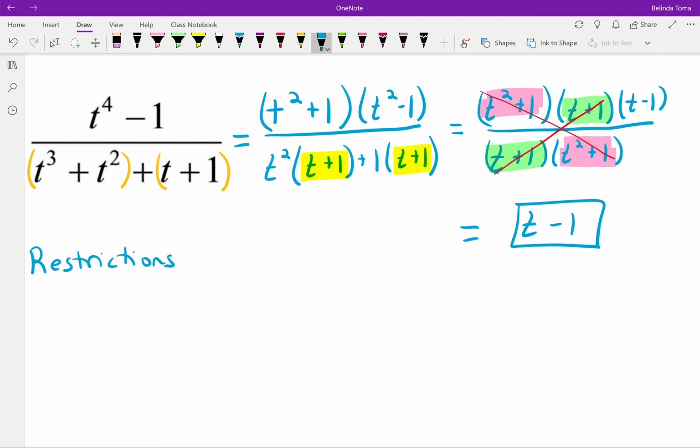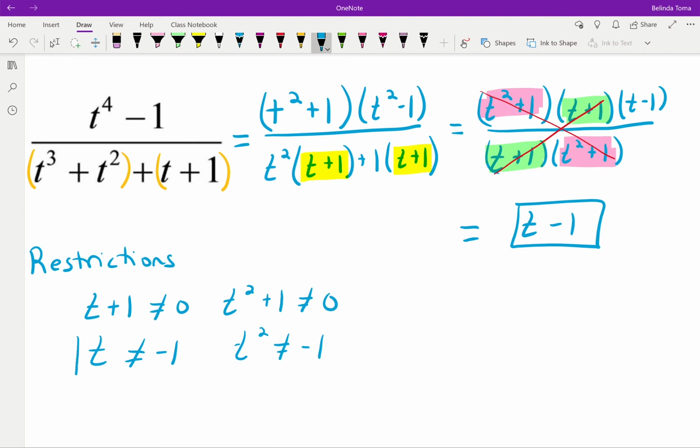So again, in factored form, the denominator is what we care about, and we know that t plus 1 cannot equal 0, and we know that t squared plus 1 cannot equal 0. So here we're going to get that t cannot equal negative 1, and here what we have is t squared cannot equal negative 1. Let's think about it. Anytime we square a number, whether it's positive or negative, it becomes positive. So this case can never exist, and we don't need to worry about solving for it. So the only restriction that we're going to list is that t cannot equal negative 1.